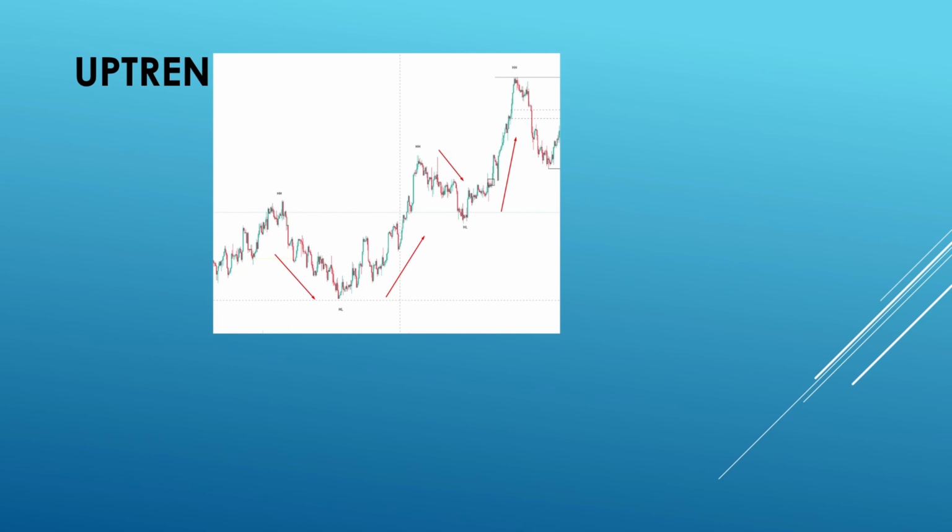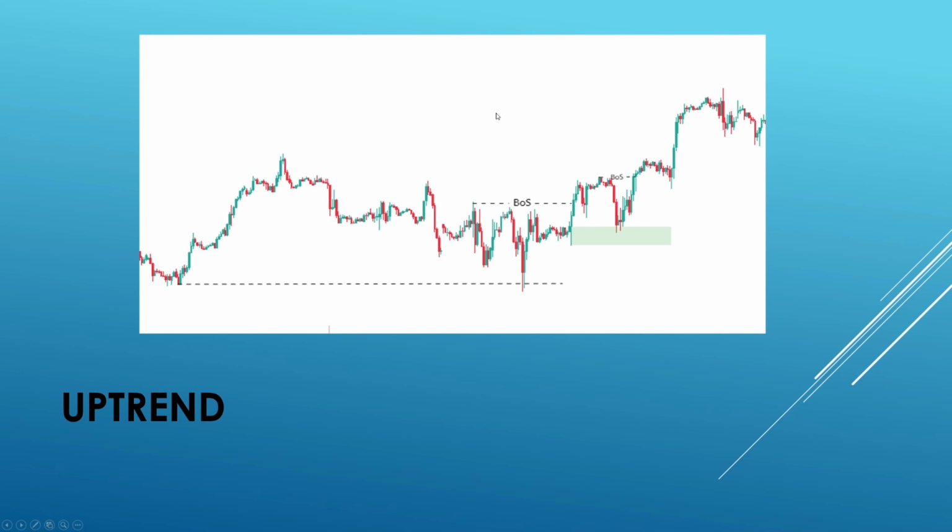This is an example of an uptrend. We have higher high, higher low, higher high, higher low, higher high. More examples. Perfect. We have a lower low. This is a lower high. We broke the structure. We have higher high, higher low, higher high, higher low, and higher high.